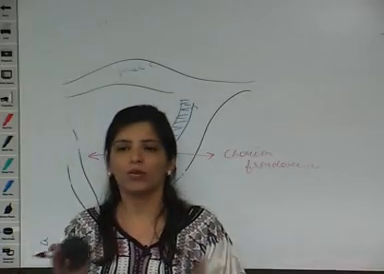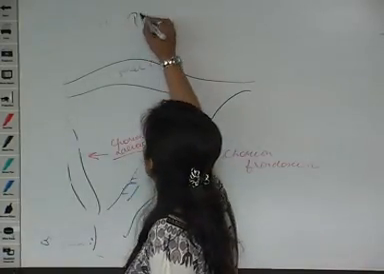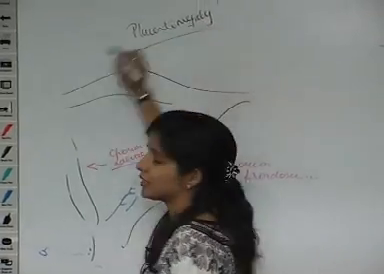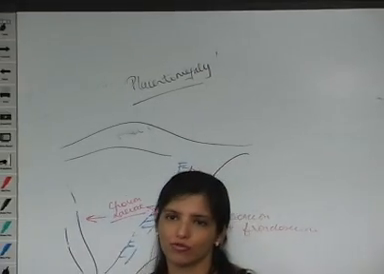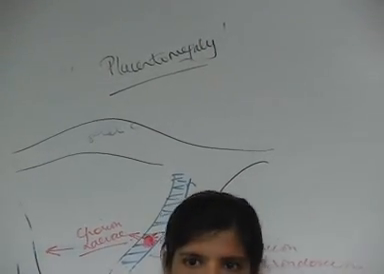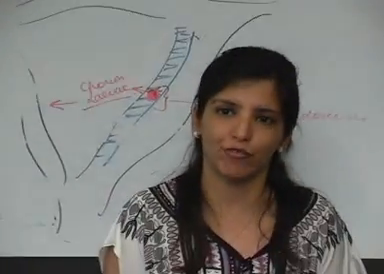Then, in which condition is the size of the placenta increased? That is placentomegaly. Placentomegaly is seen in case of twin pregnancy or multifetal pregnancy. It is seen in case of diabetes. It is seen in macrosomia. It is seen in syphilis.